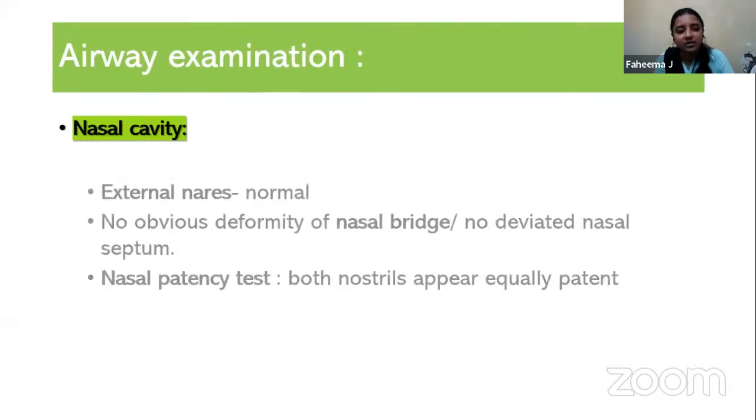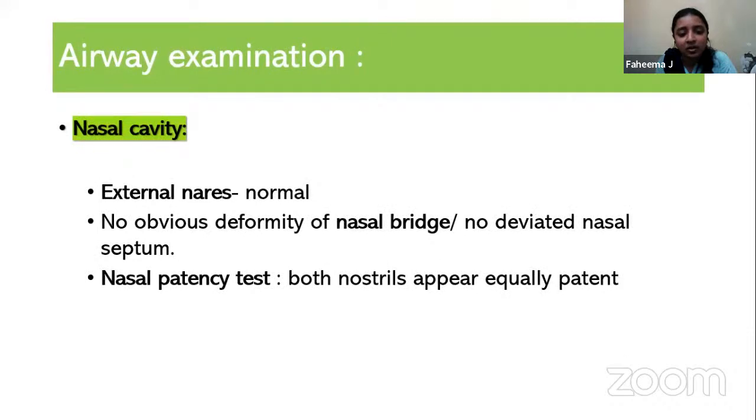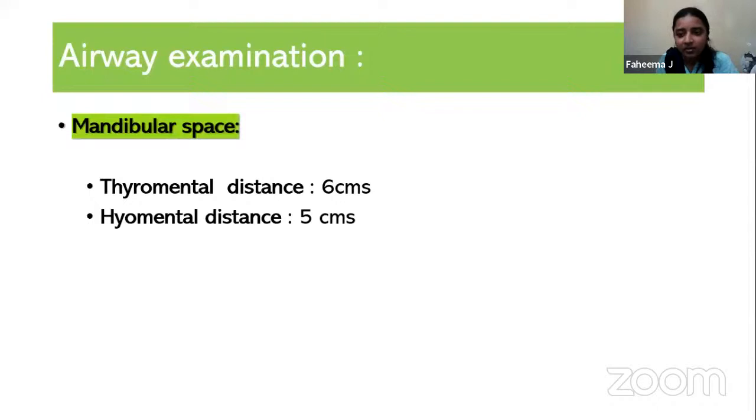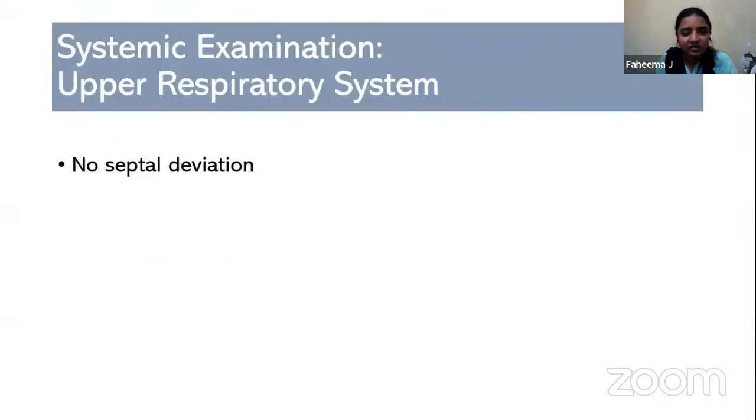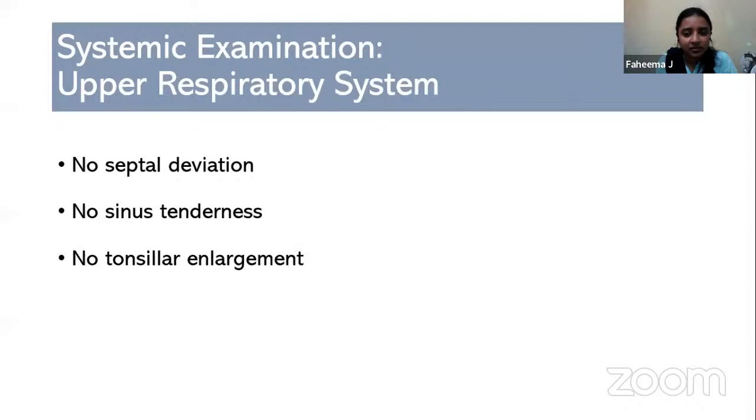Examination of the nasal cavity: the external nares were normal. There was no obvious deformity of the nasal bridge or deviated nasal septum. The nasal patency test showed that both nostrils appear equally patent. Examination of the mandibular space: the thyromental distance was 6 centimeters and hyomental distance was 5 centimeters. Neck movements, flexion and extension, were normal. Examination of the upper respiratory system revealed that there was no septal deviation or sinus tenderness or tonsil enlargement.